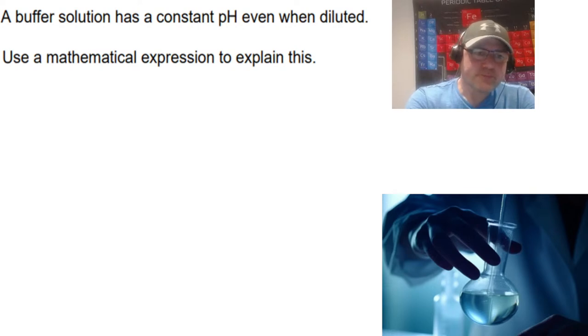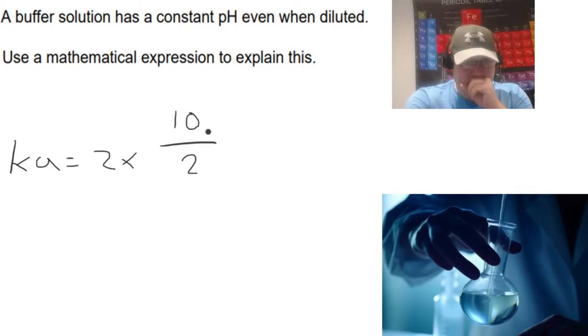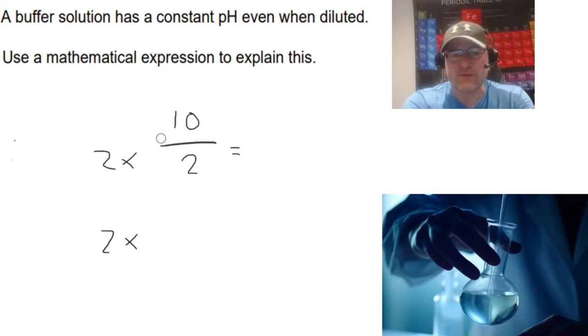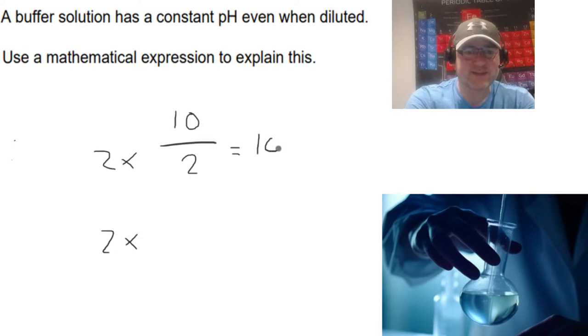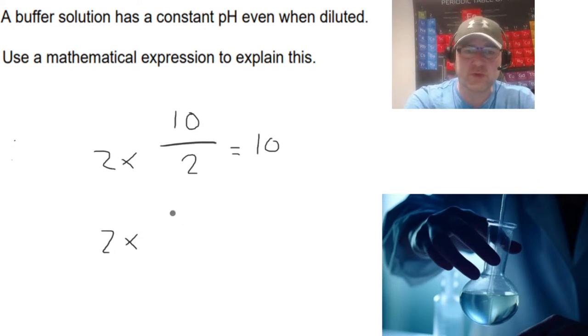So, like, let's pretend Ka is 2. If this is 10 and this is 2, and I dilute these by adding loads of water. So, that's not Ka, by the way. Let's pretend this is my buffer calculation: Ka times acid over salt. If it's 2 times 10 over 2, 10 divided by 2 is 5, right? Times 2 is 10, so that's going to be 10. Well, if I double it by adding twice as much volume, so if I dilute it by adding water, all I've done is that, so it still equals 10.